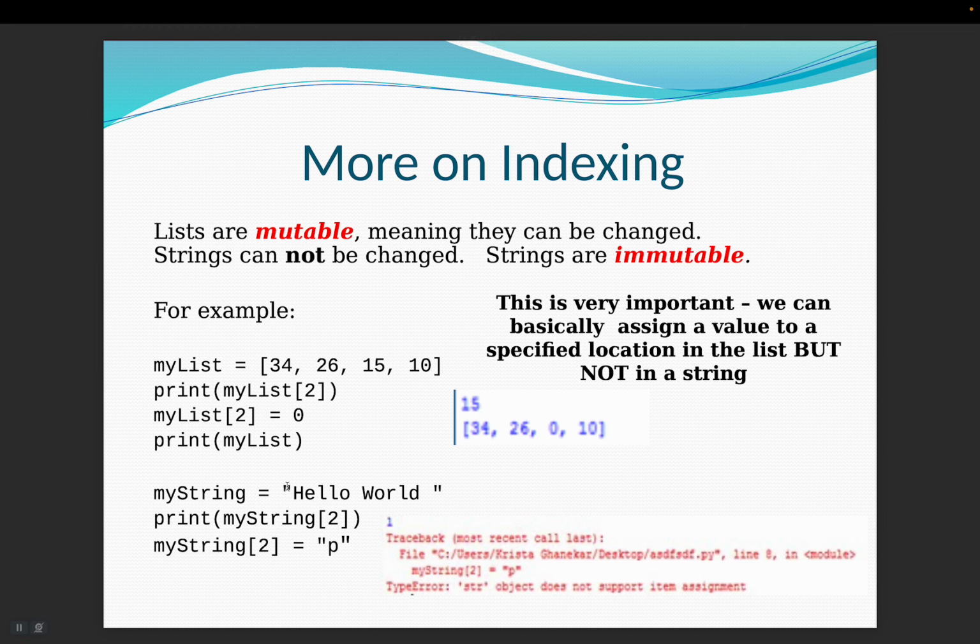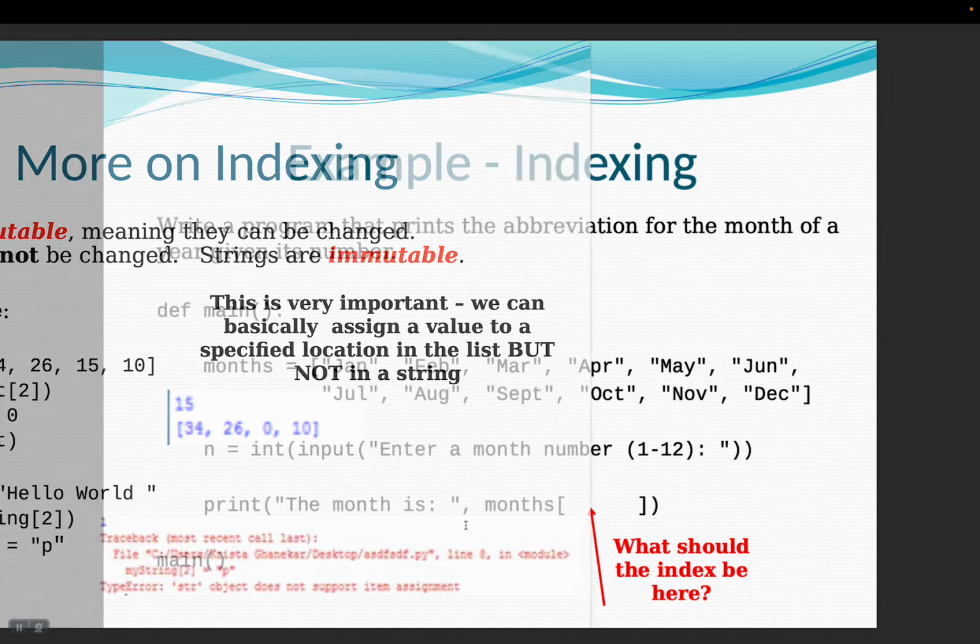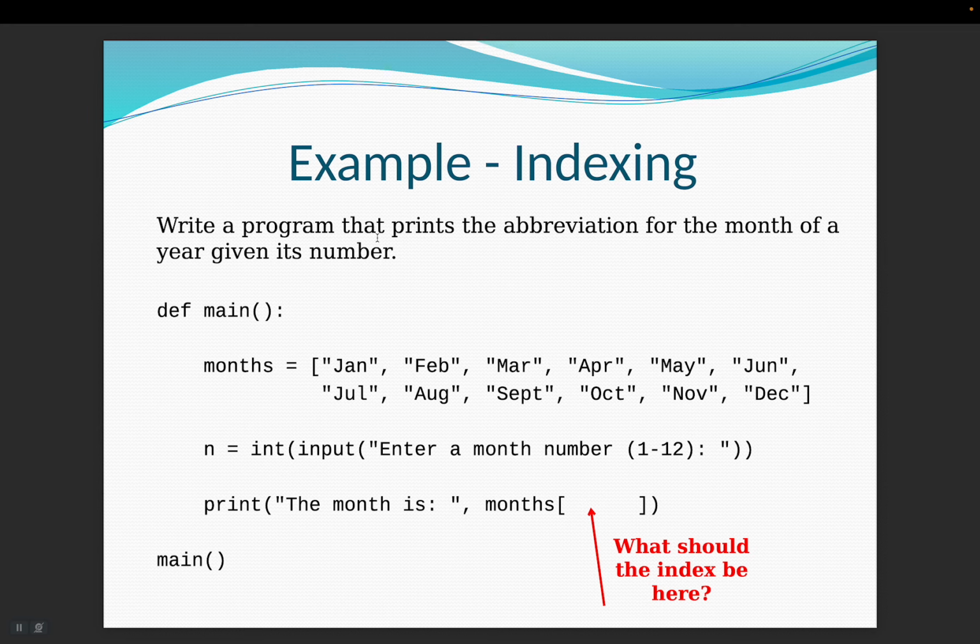And now if we have my string hello world, and we print the value of the second index, H is 0, E is 1, L is 2. And here you see the L in the screenshot. So it prints. But then if we want to change that value to P, we can't do that, because a string does not support that. So indexing. Write a program that prints the abbreviation for the month of a year, given its number.